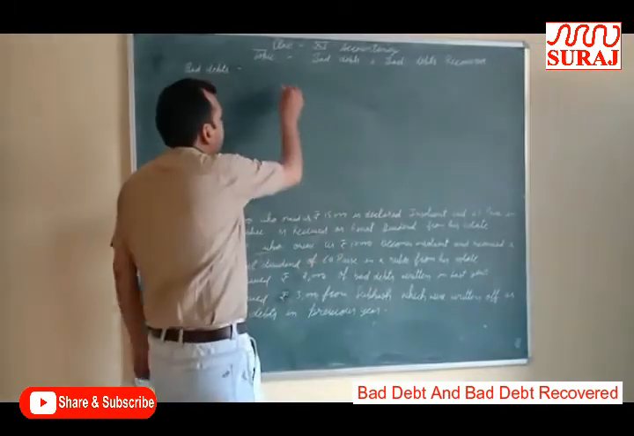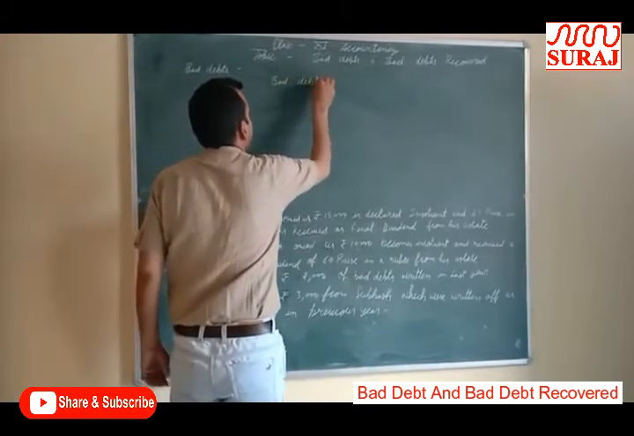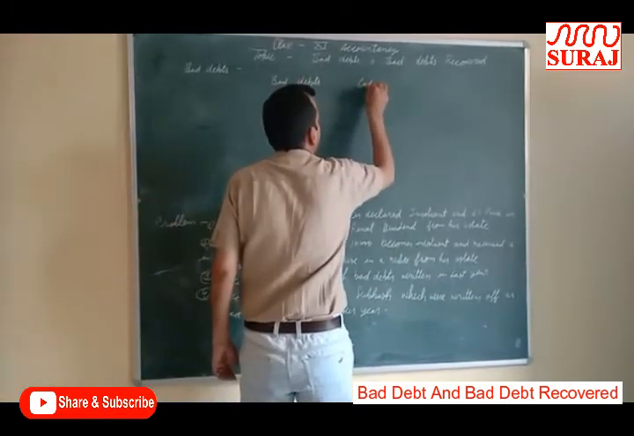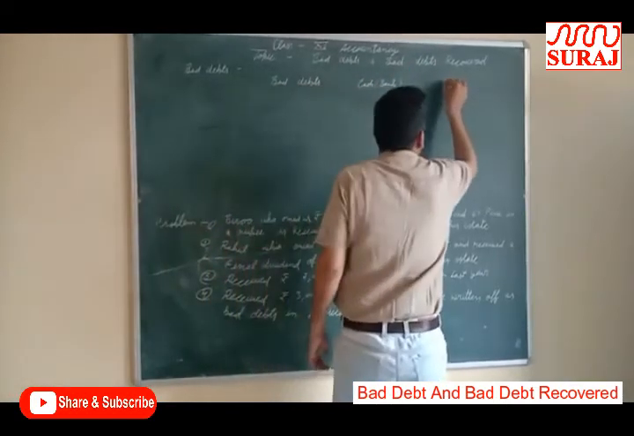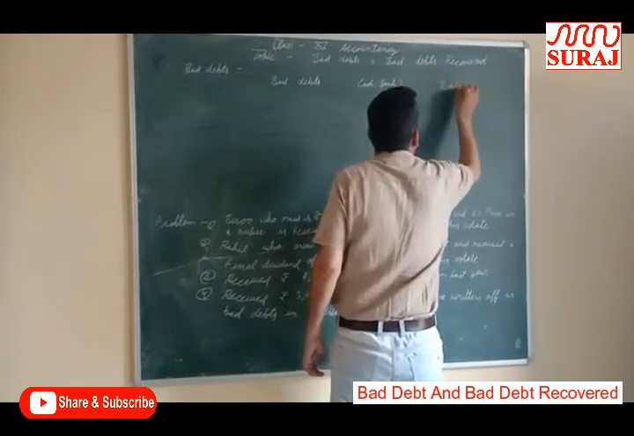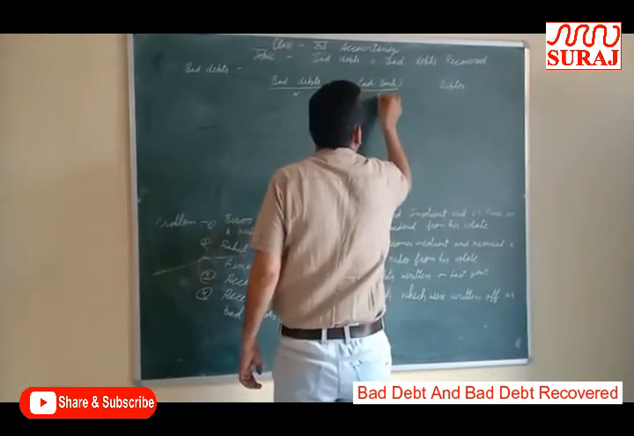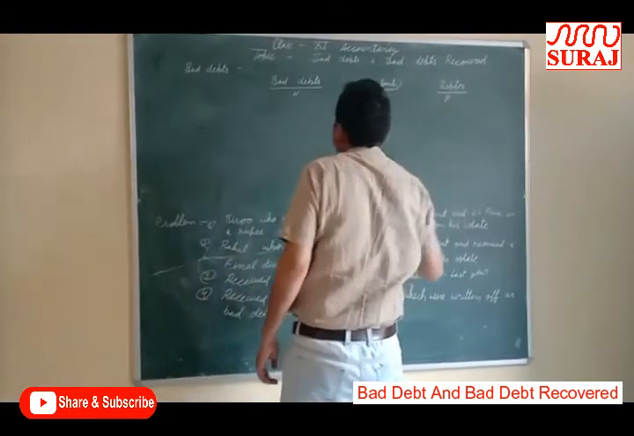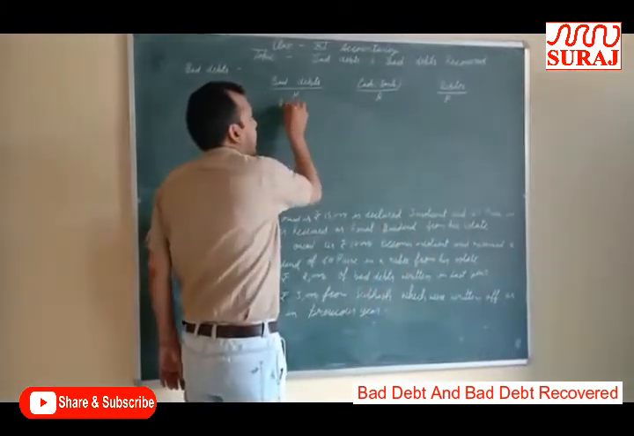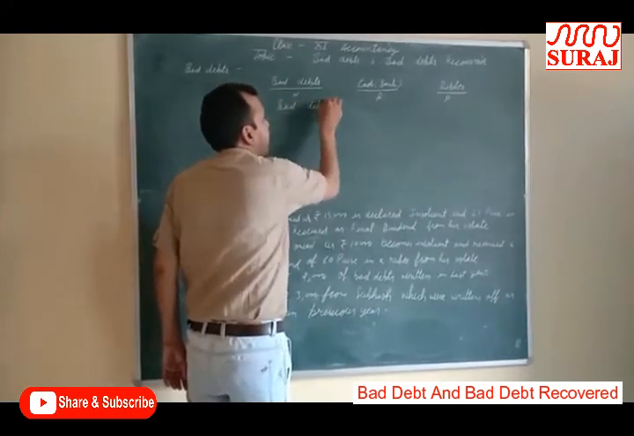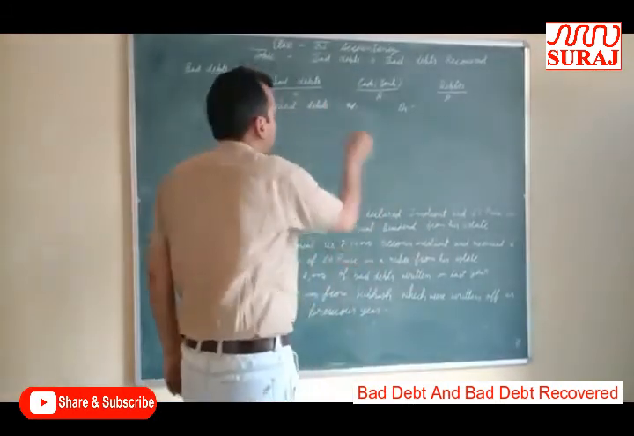Your entry will be passed from bad debts, cash or bank. You can use cash or bank as per the requirement, and debtor. Bad debts, nominal; cash, real; debtor, personal. Nominal account rule: debit expenses and losses, credit income and gains. Bad debts is an expense, so bad debts account debit. Cash, real, debit what comes in, credit what goes out.